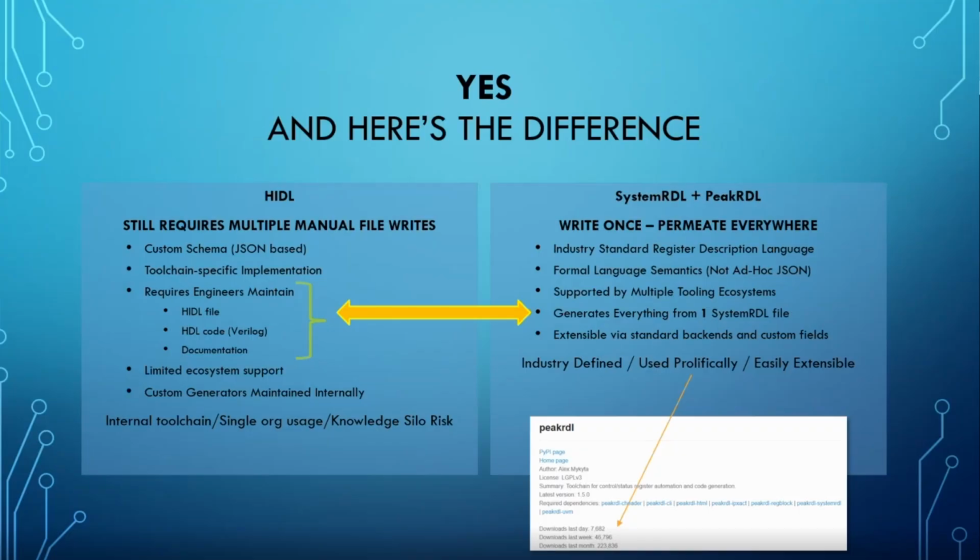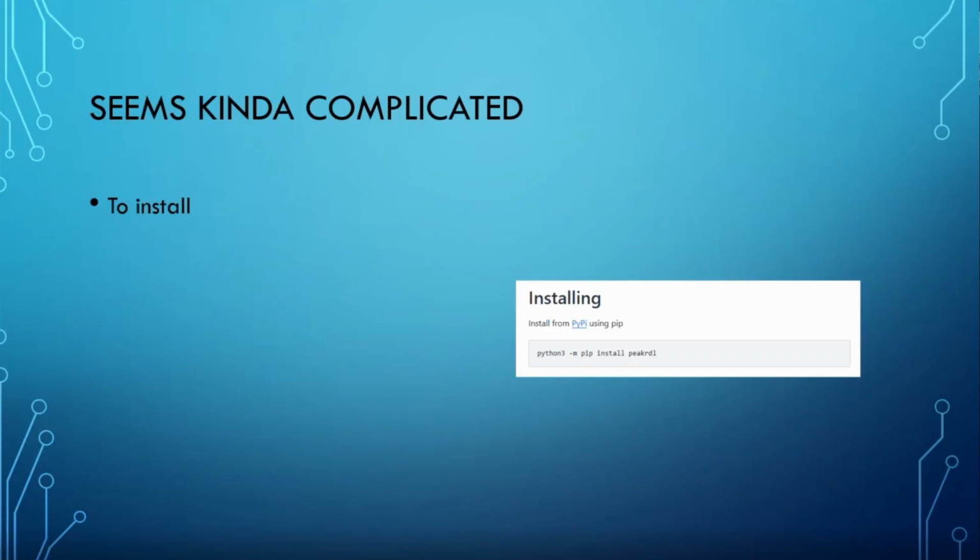People are writing plugins for PeakRDL every day to do custom stuff that they want to do, or adding custom fields to their SystemRDL. Industry defined, used prolifically. It was downloaded 46,000 times in the last week. And easily extensible. This seems kind of complicated. It's not. Installing, you just do pip install PeakRDL and you're in.